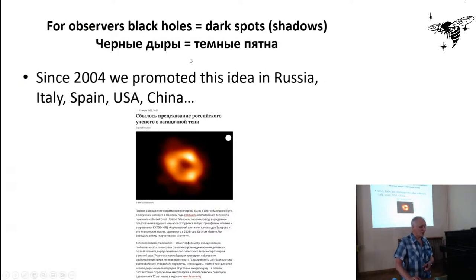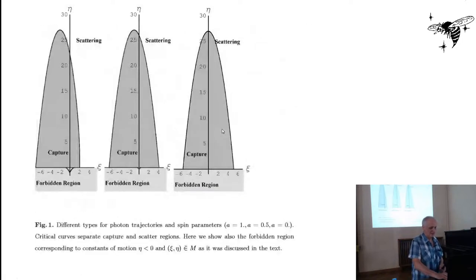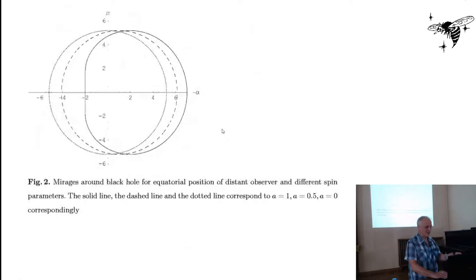I'm saying black holes for observers are black dark spots. It's like a definition. I promoted this idea in many conferences in different countries. Also, you see this picture, it's a classification of different orbits. And we showed this in a paper published 17 years ago.